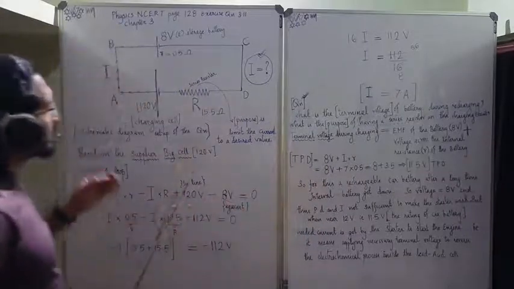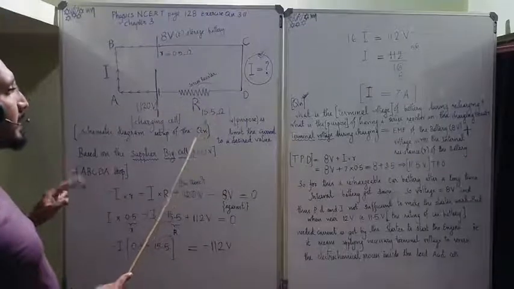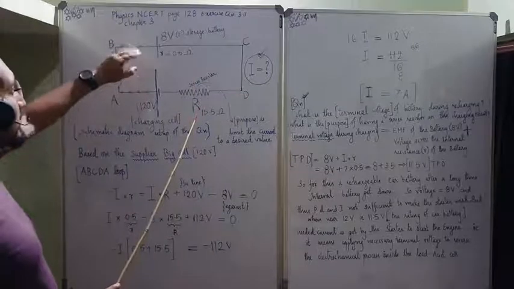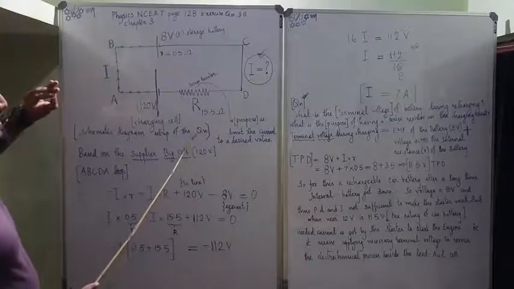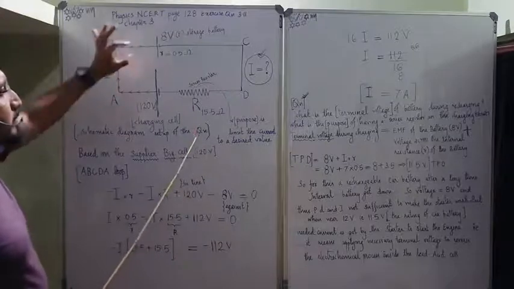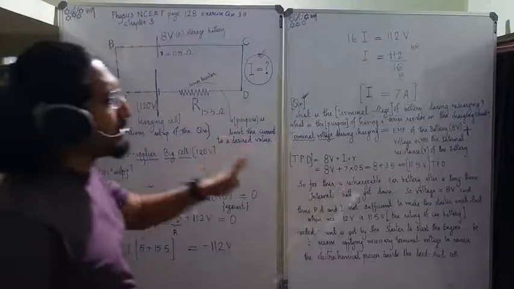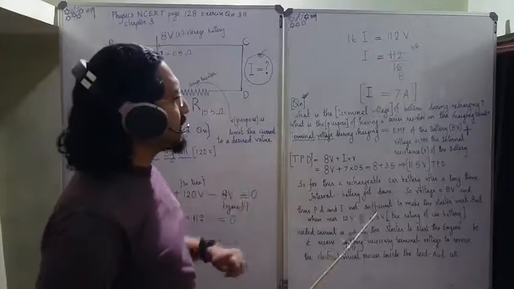Then, what is the purpose of this series resistor? The whole current should not pass through this cell and damage it. So limiting the current to a desired value is the purpose of using a series resistor in the charging circuit. That's the basis.